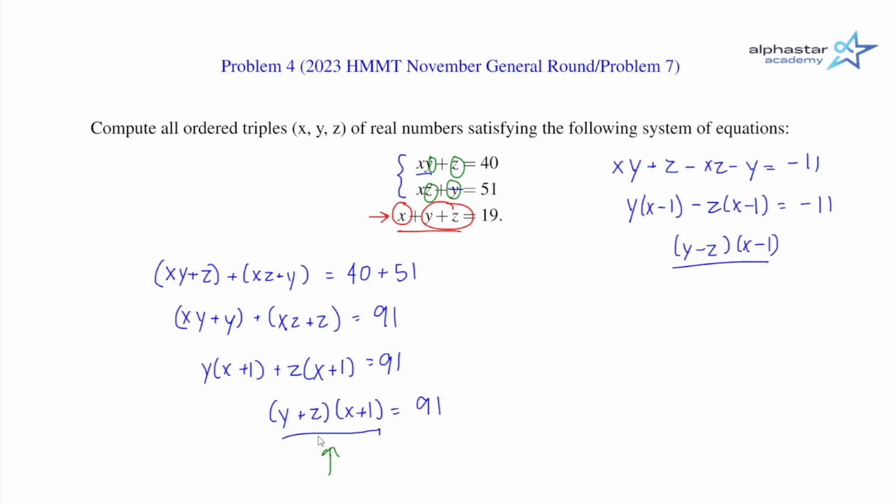That suggests that we should assign grouped values to these. Let's say y + z = a and x + 1 = b, so that ab = 91. Notice that a + b is just y + z + x + 1, which is 19 + 1, or 20. So now we have a much nicer system of two equations in a and b, real numbers satisfying a sum and a product. We know how to solve these pretty easily by substituting a = 20 − b into the upper equation.